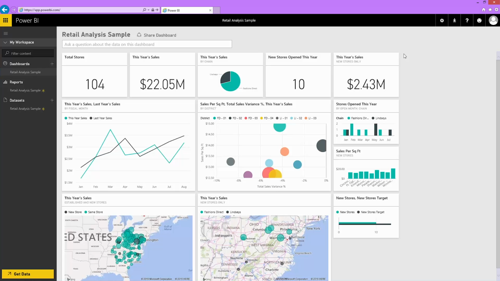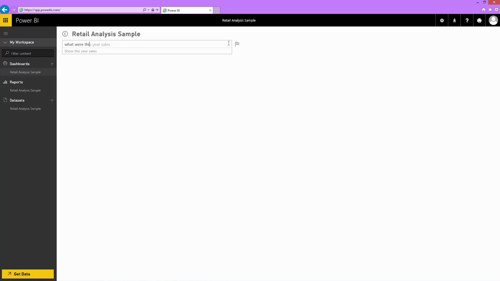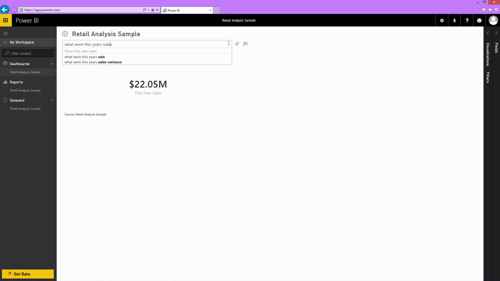I've signed into PowerBI.com and I'm starting in my workspace with the Retail Analysis Sample Dashboard selected. Using natural language, I start typing in the question box. What were this year's sales? As I type my question, Q&A looks for an answer and picks the best visual to display that answer.